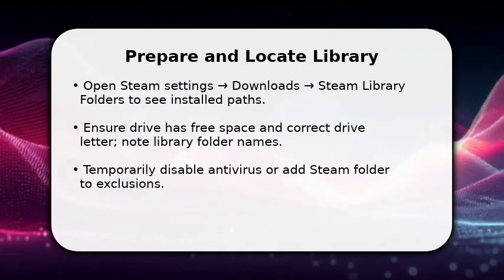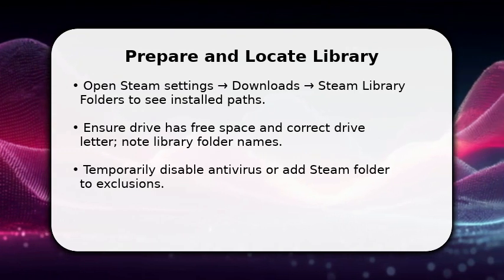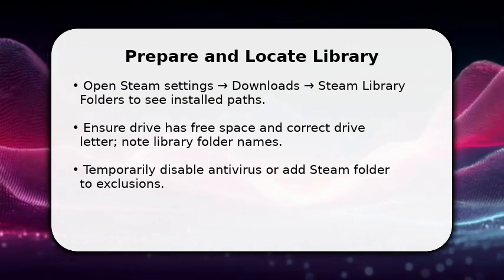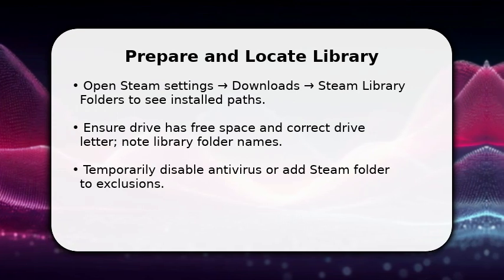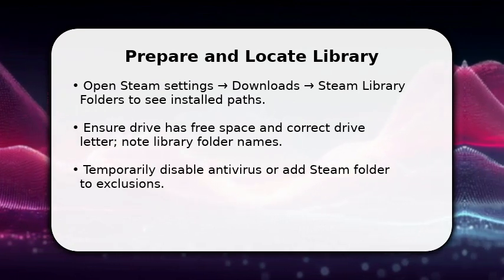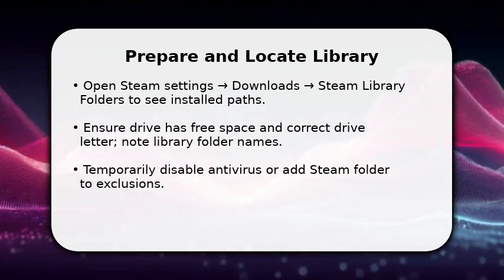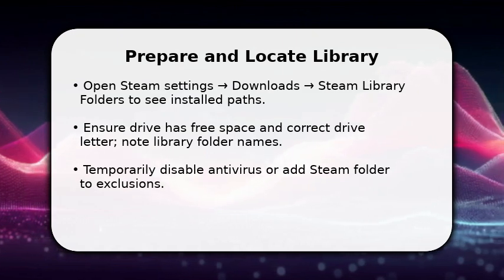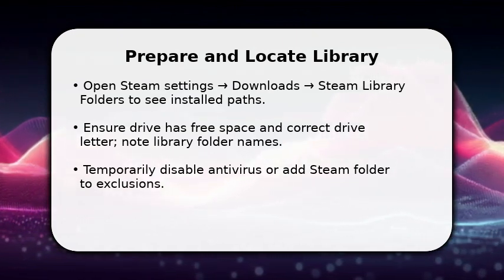You start by confirming where Steam thinks your files are. Open Steam settings, go to Downloads, and check Steam library folders so you know the exact path. Once done, verify the drive has enough free space and the correct drive letter. Windows can reassign letters and break links.